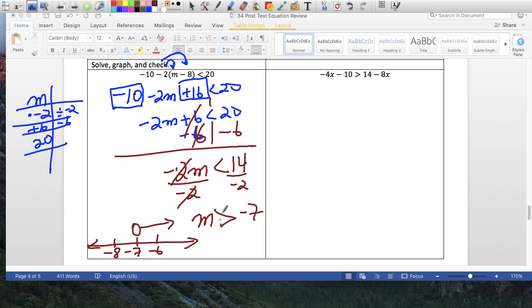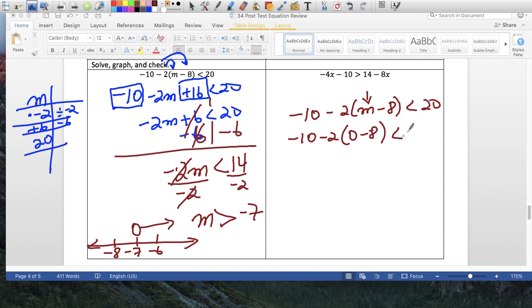So pick a number. I'm going to actually check this. So negative 10 minus 2 times the quantity m minus 8, less than 20. If I were to check, I would pick 0. 0 is on this side. Right, so I'm going to replace the m with 0. So negative 10 minus 2, and I get 0 minus 8 inside the parentheses. 0 minus 8 is negative 8. I'm going to leave that in parentheses, less than 20.